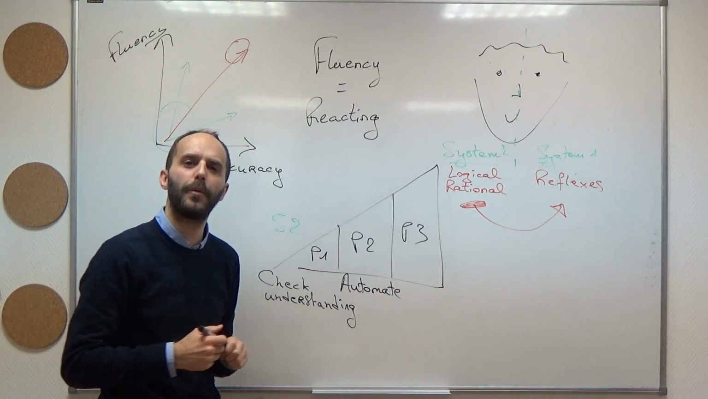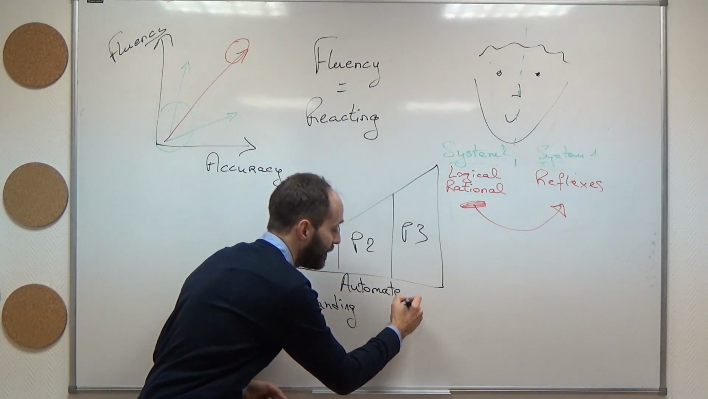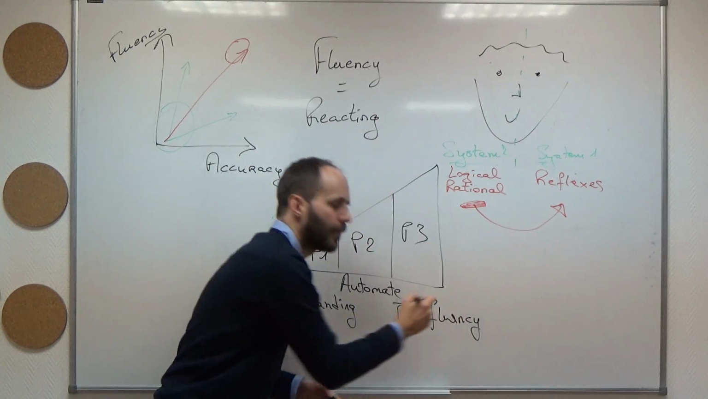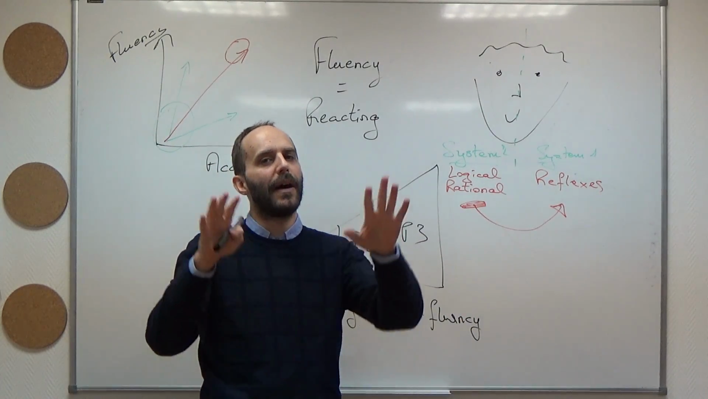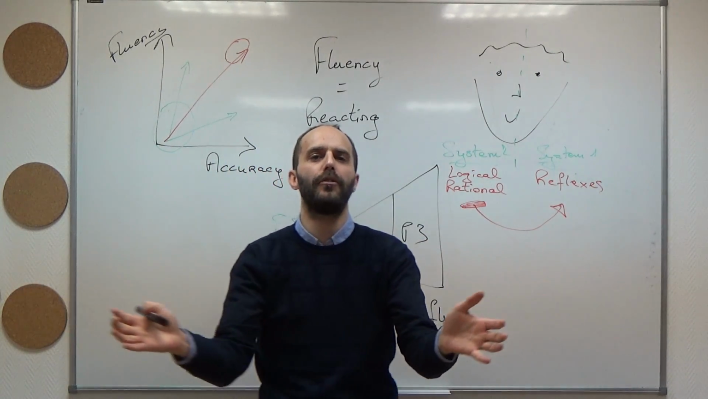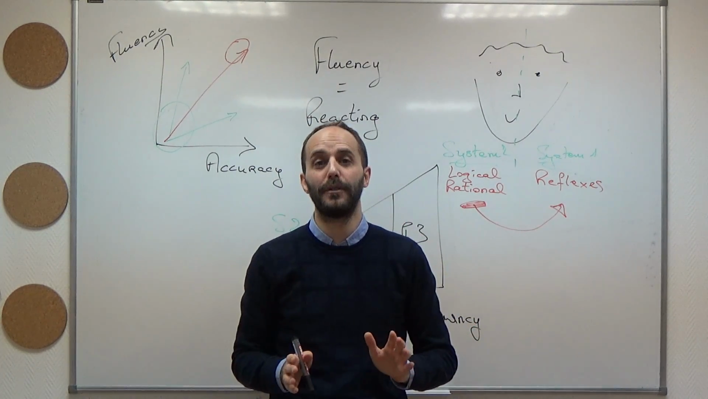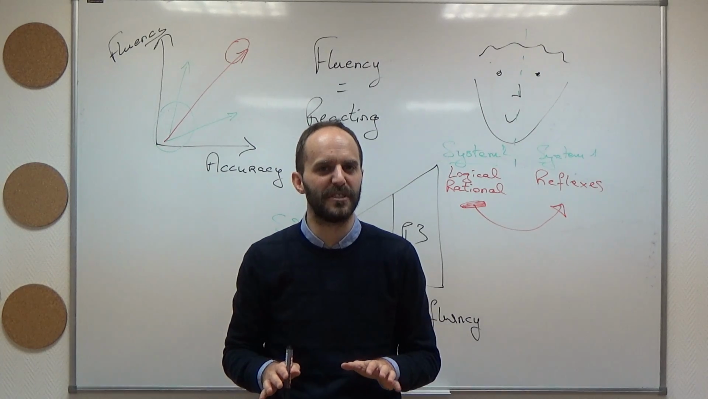P3, what do we want to do after automation? We want to test the student's fluency. Now, activities like put the students in pairs and ask and answer the questions. This is not testing fluency. This is not helping to develop their fluency.